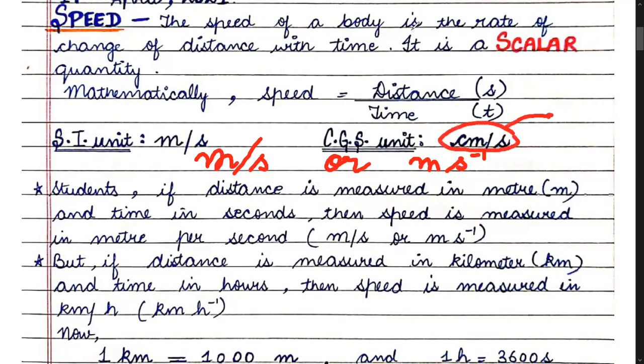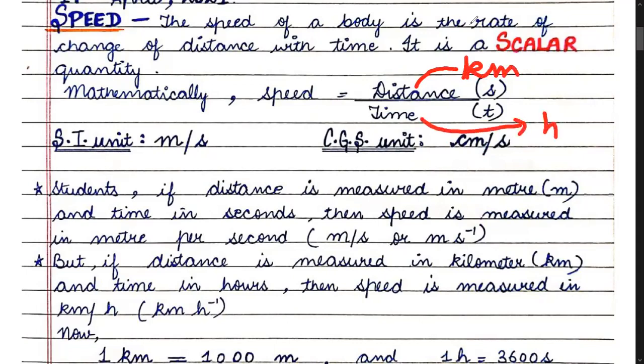Similarly, centimeter per second can be written as, write yourself. How to write down? Centimeter. If you don't want to put the sign of per, you can write down s minus 1. Centimeter second inverse. Similarly, students, if distance is measured in kilometer, then time we measure it in hour. So the unit becomes kilometer per hour, which can also be written as kilometer hour inverse.